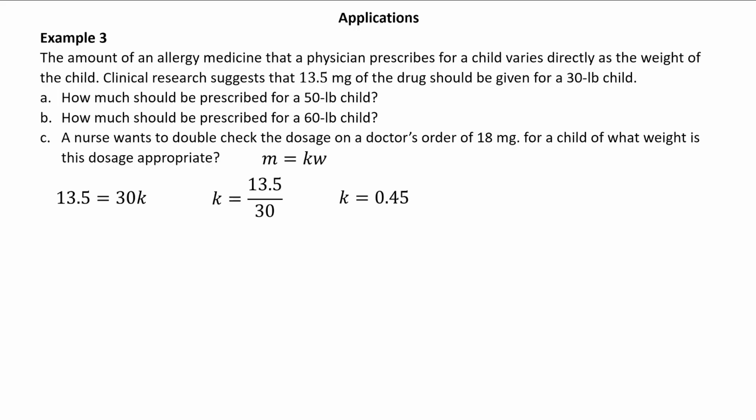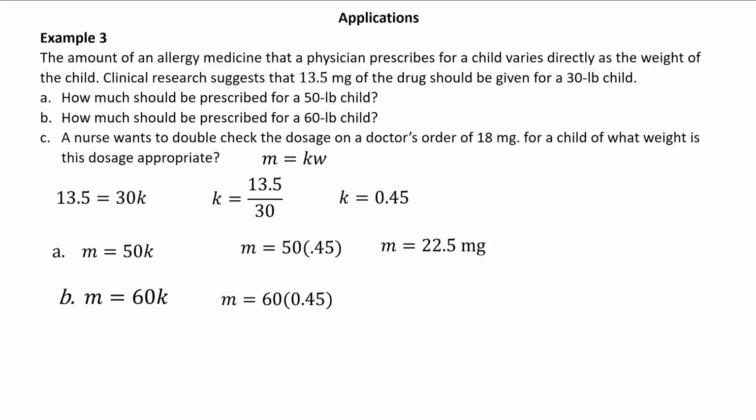And so now we're going to use that information to figure out how much we would give to a 50-pound child. So we just say the amount is equal to 50K this time. So K is 0.45, so the amount is 22.5 milligrams. And then for part B, we want to know how much you would give a 60-pound child. So we're going to punch that into the calculator, 60 times 0.45, and that's going to be 27 milligrams.